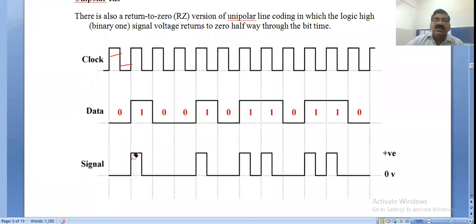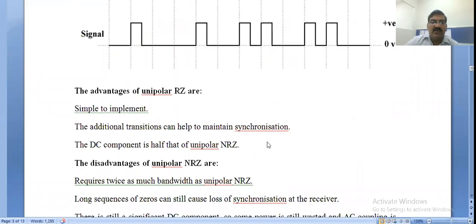This return to 0 technique is very common and general. Nothing great in this. Here you have to just understand the concept. So this is return to 0. Then we will go further.